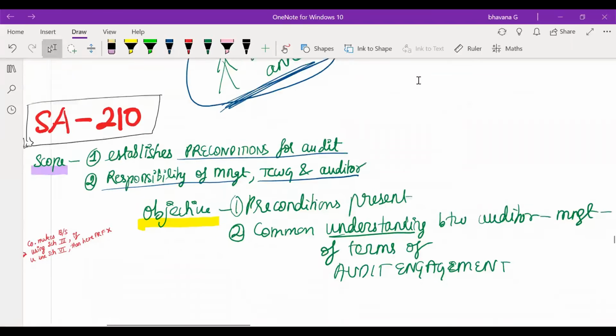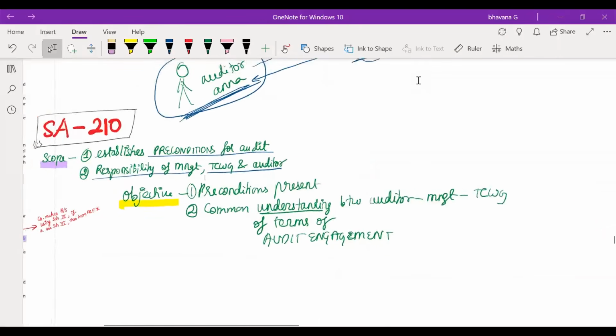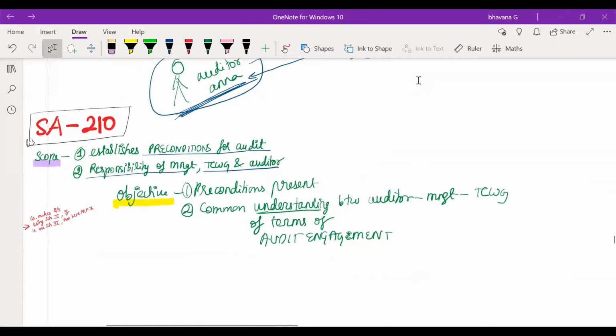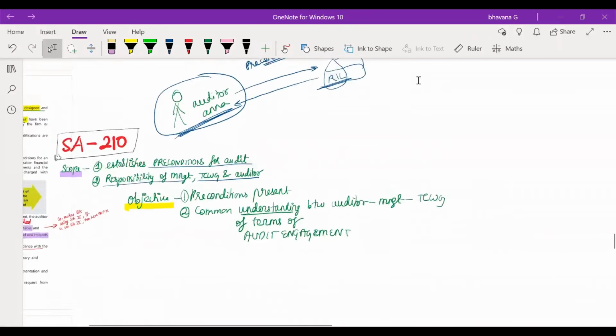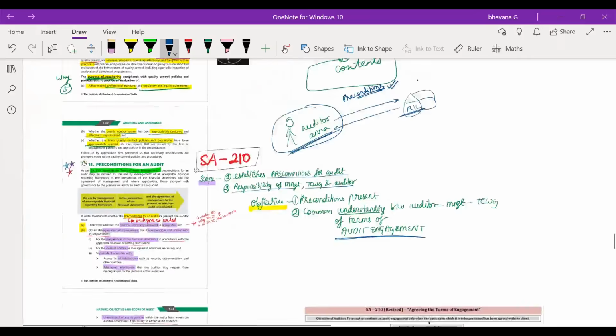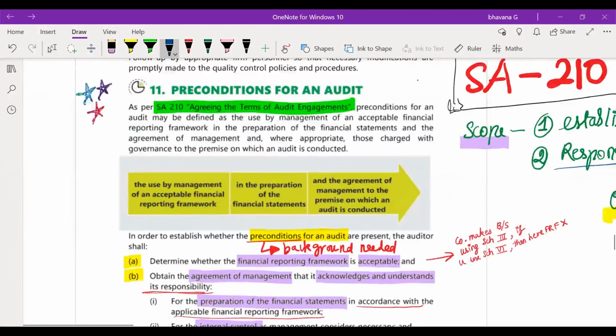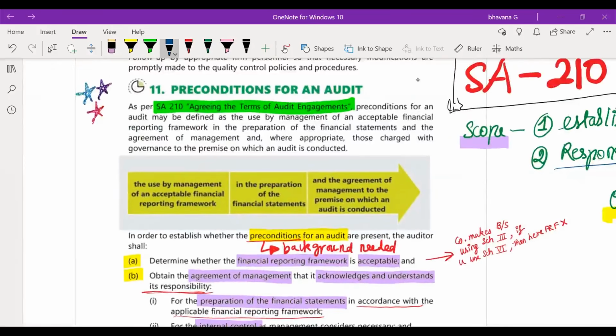Okay. So what is the objective of 210 is that here what we are going to understand is whatever preconditions are there, that we are going to understand, and also common understanding. That means regarding the audit engagement letter also we are going to see here. Okay. So let's start with SA 210. So SA 210 name is agreeing the terms of audit engagement.